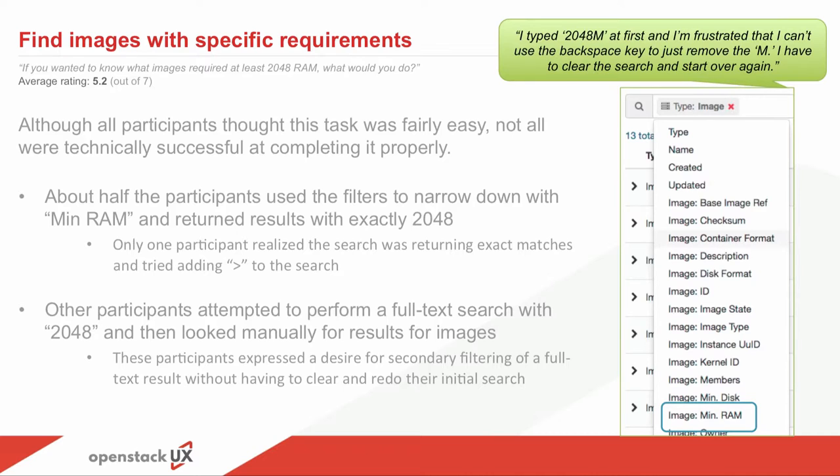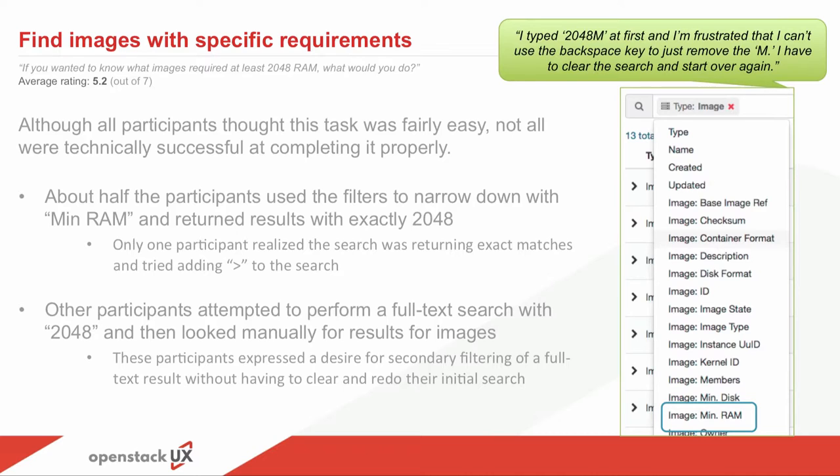And this returned images that had at least 2048 RAM required for them. And there was also a variation. Some people were adding a greater than symbol to make sure that there was 2048 and up for the RAM, so a little bit of variation there. And other people did a full text search. They simply searched for 2048 and then checked back to the type of resource to make sure that they found an image, and then looked for them on a more manual basis.